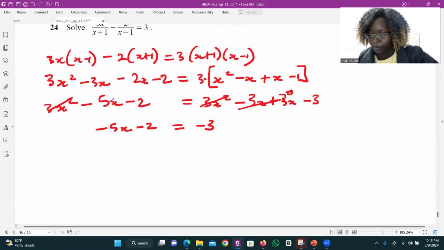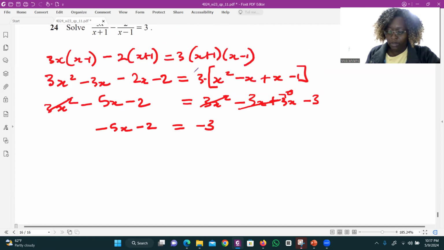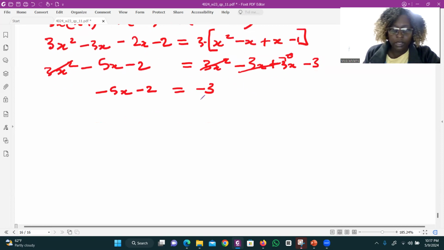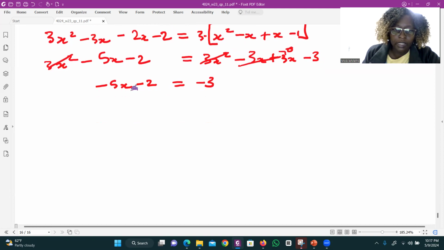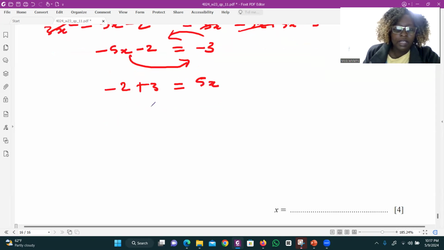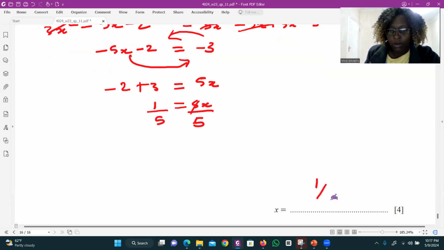Let me just check. Okay, that's fine. It's okay. So let's simplify it. I can take this x this side and this one this side. I'll have minus 2 plus 3 is equal to 5x. Okay, fine. Then this is going to give me 1 is equal to 5x. Dividing every side by 5, I get my x is 1 over 5.